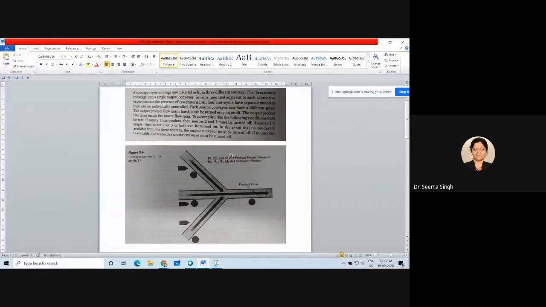And the sensors with respect to these are given, that is S1, S2, S3. So if S1 is present, S1 says that product is present, then M1 and M4 should be working. So M1 and M4 should be on. And for belt 2 and belt 3, the speed is such that even if the product is present in both, the main conveyor belt can take care of that.